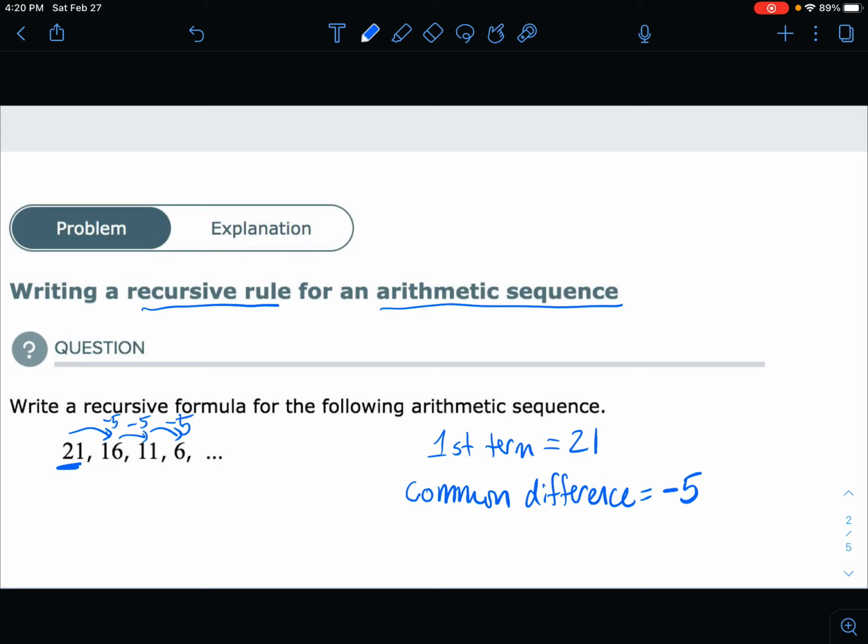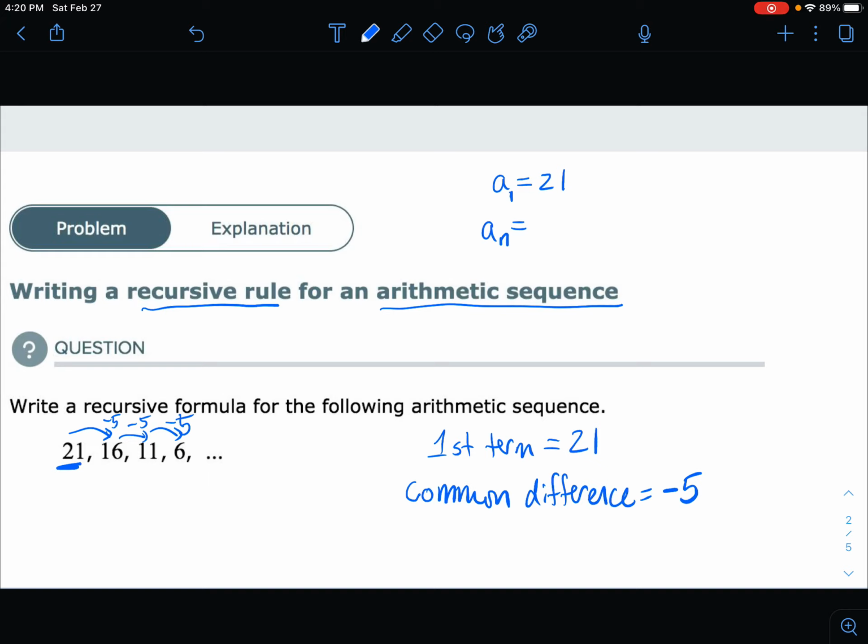Okay, so what you're going to give as your answer is going to look like this. You're going to first say a sub 1, that's the first term. So the subscript, that little tiny number, is term number 1. So we call it A is the term, and then the number is which term number. Term 1 is the first value, 21. Now we want to think about term N, which is any term after this.